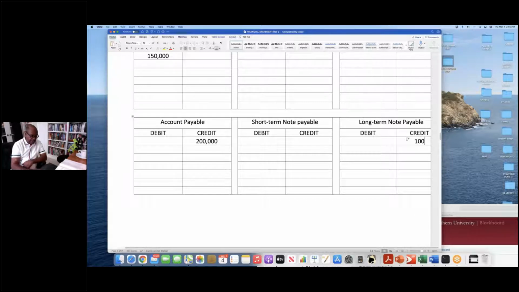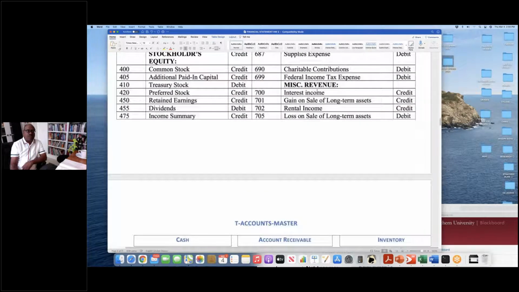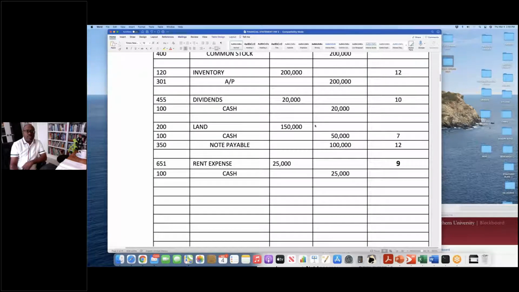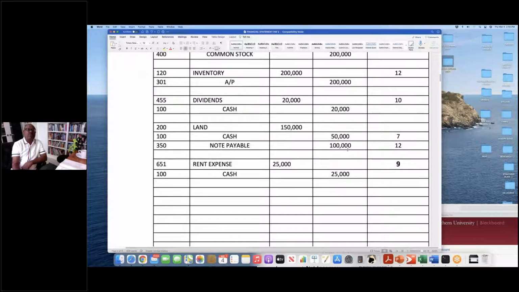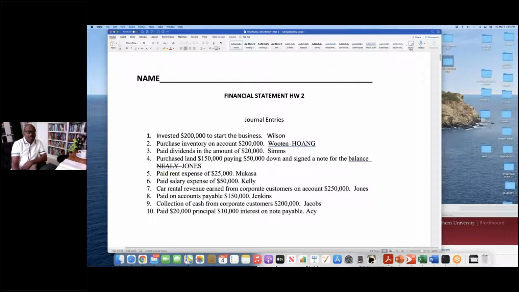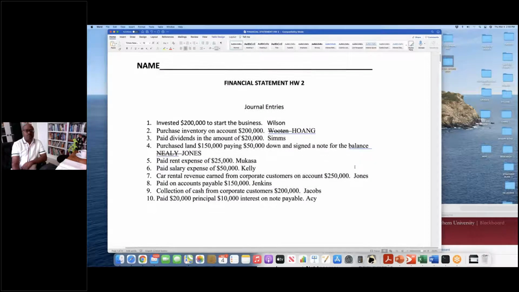Don't you subtract the 150 and the 50? Okay, yeah, 100,000. And on the long term, so you just take it straight. You've already done the numbers. You just transfer them into the journal. Okay, Kelly.